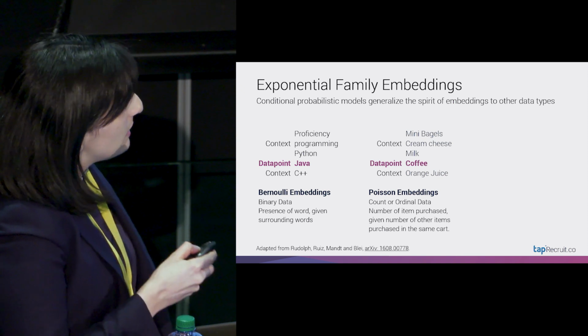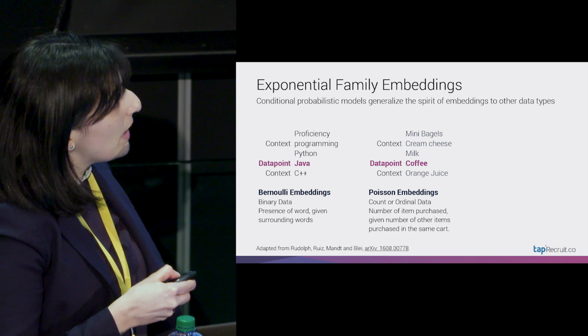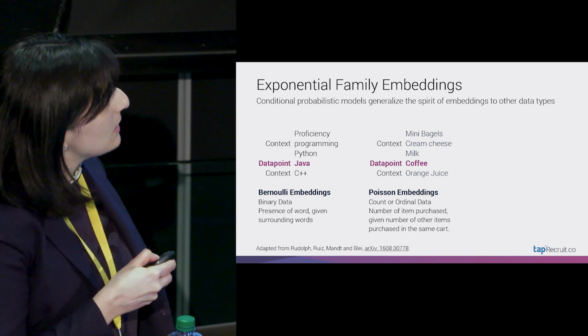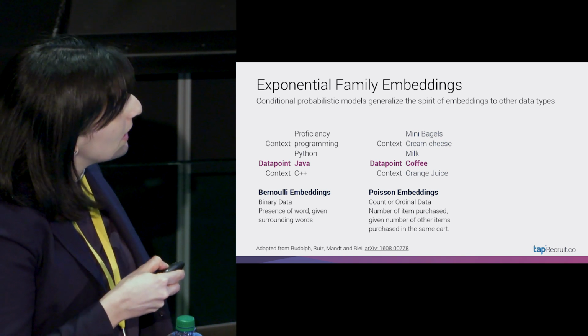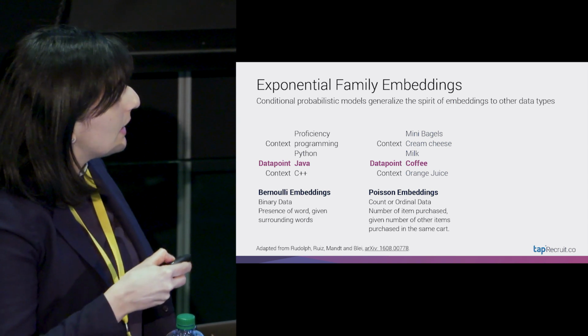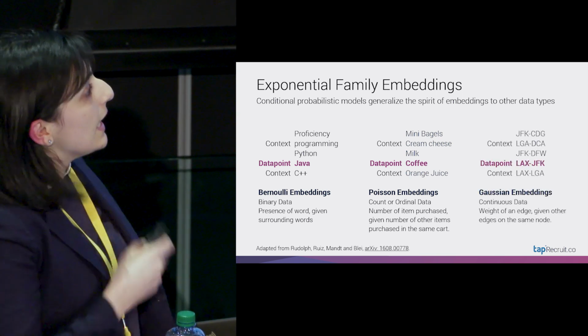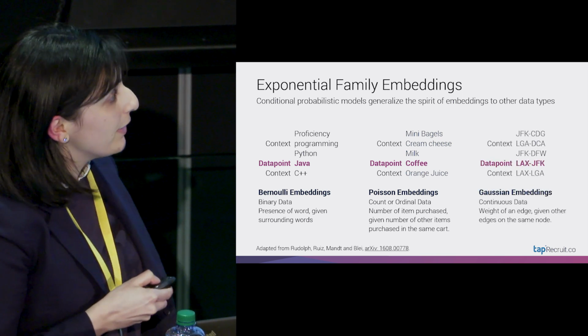Poisson embeddings are another type where you use count or ordinal data. This is very good for shopping cart analysis, where you would take an item in a shopping cart and look at what other things that person has bought, and what the likelihood is that they're going to buy this one other thing. And Gaussian embeddings are especially useful for continuous data.